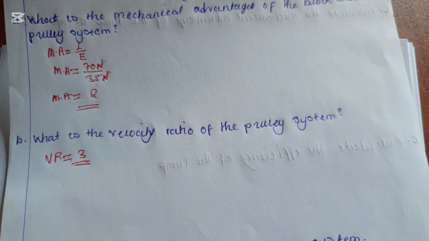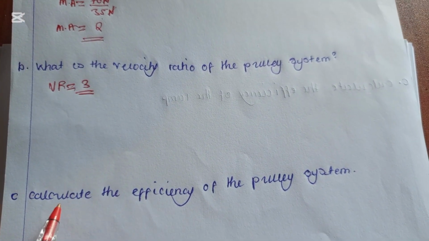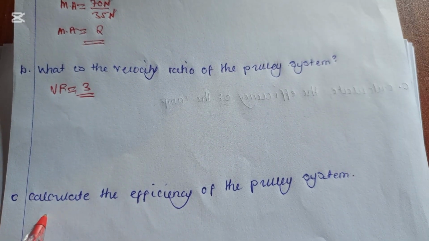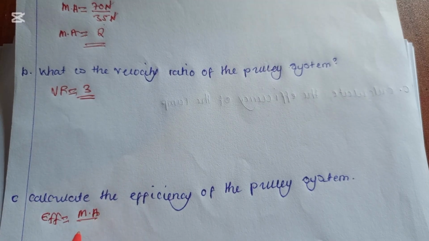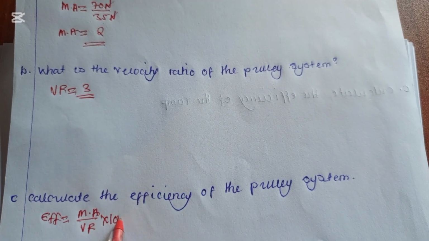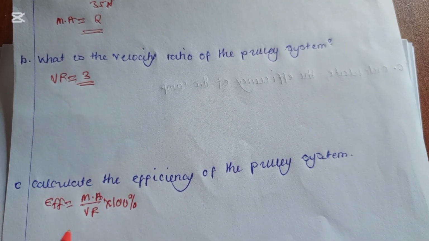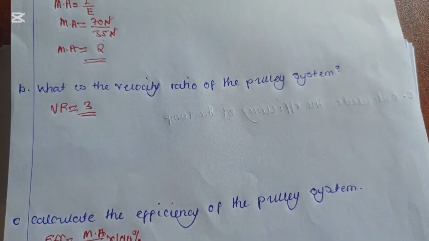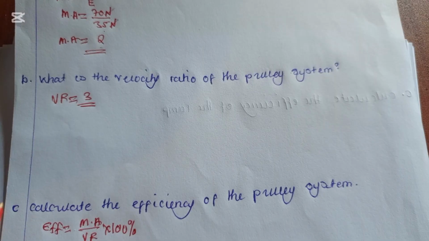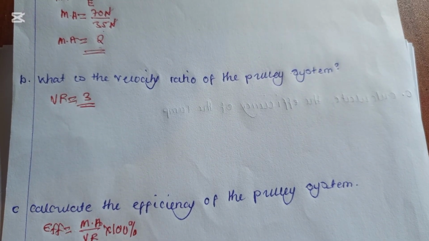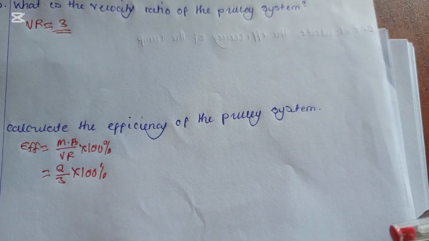Okay, so I'll go to the last question, which is saying calculate the efficiency of the pulley system. So we know that efficiency is equal to mechanical advantage over VR, then times 100%. So this is the formula for efficiency. So efficiency is equal to mechanical advantage, the one that we've calculated here, which is 2. So we put a 2 here. Then over the VR, which is 3. Put a 3 here. Then times 100%.